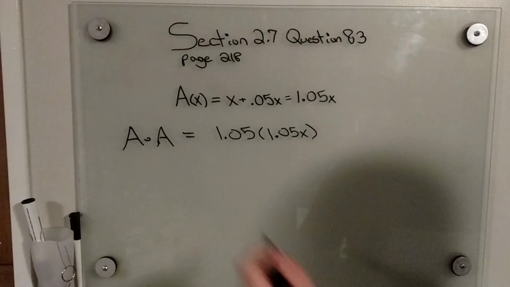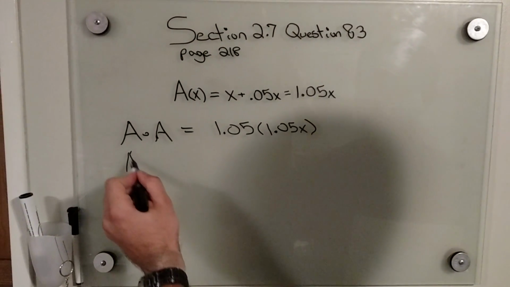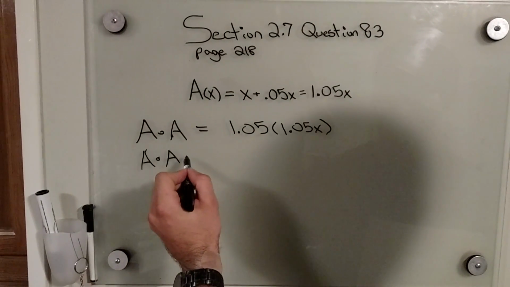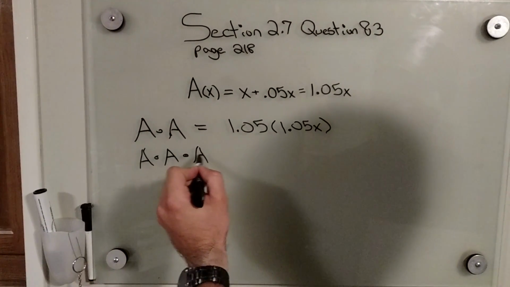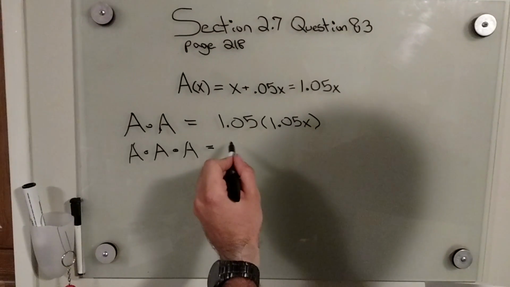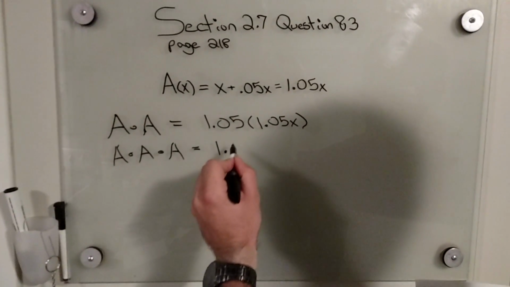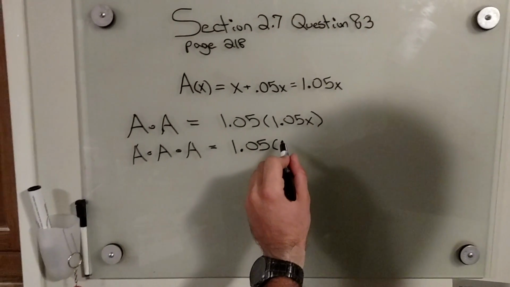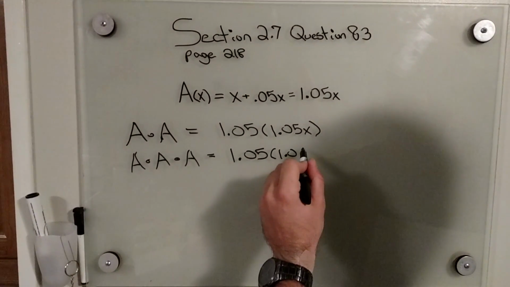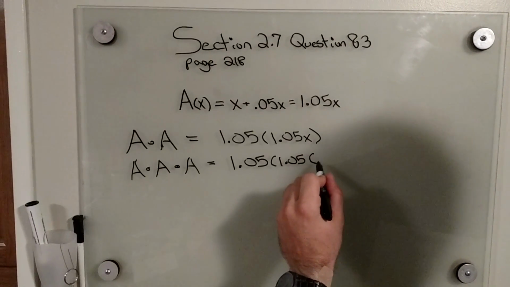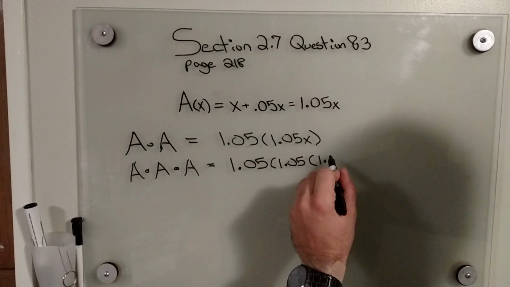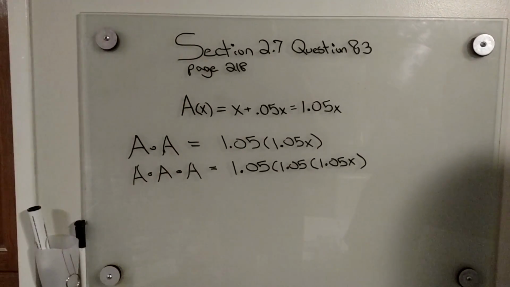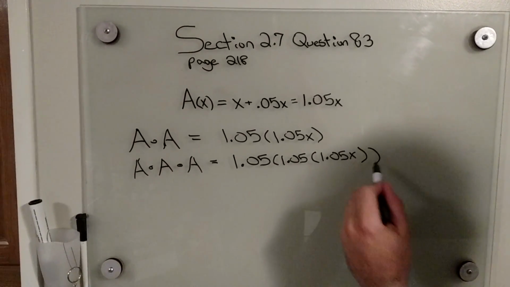And then we're asked to find A composed of A composed of A. And this will be the first function replaced by the next function, replaced by the next function, and close all our parentheses.